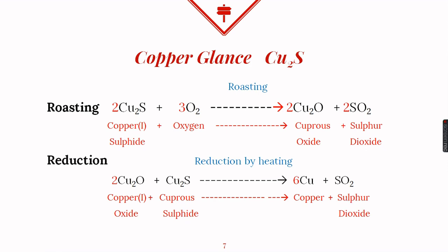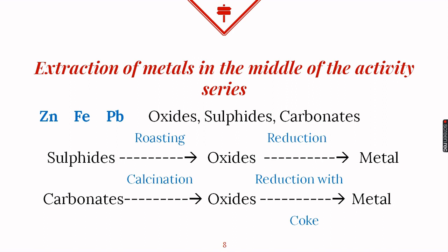We conclude that least reactive metals can be extracted in two steps. First step is roasting and the second step is reduction by heating. Now we will see how the metals in the middle of the activity series can be extracted.